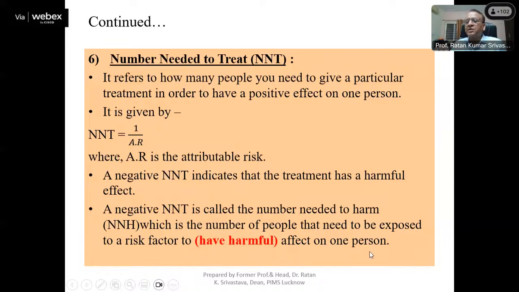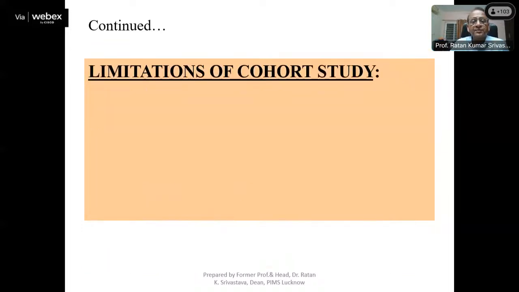Because if you are exposing 5 people or 10 people, then only one may get harmful effect. Many times people say, I have seen many smokers, but they do not develop lung cancer. Because number needed to harm may be less, but certainly there is a harmful effect. So number needed to treat, this is another way of analysis in cohort you can do.